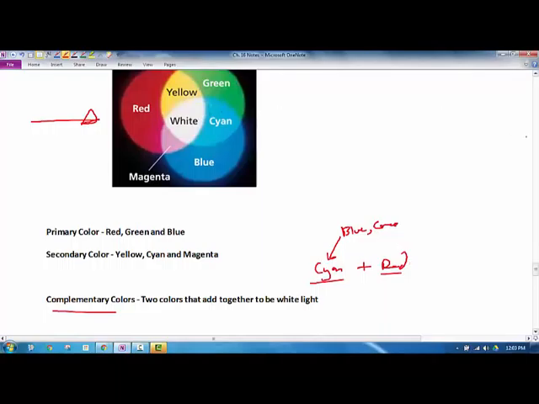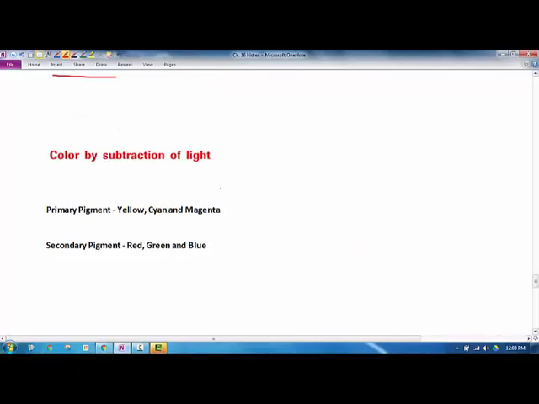Okay, color by subtraction of light then would be pigments. So a primary pigment is just the opposite. It's like a secondary color. Yellow, cyan, and magenta are primary pigments. And secondary pigments then are red, green, and blue.